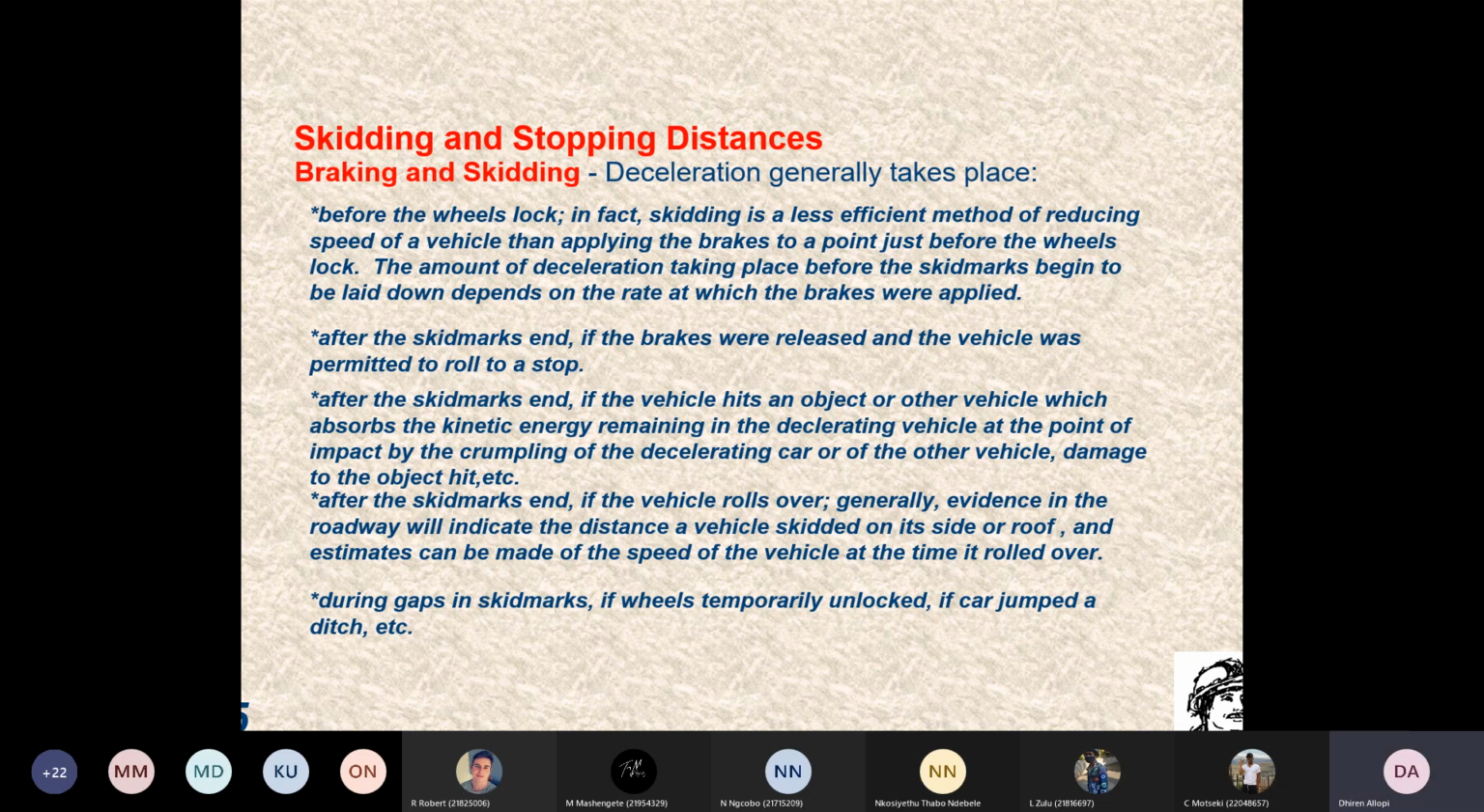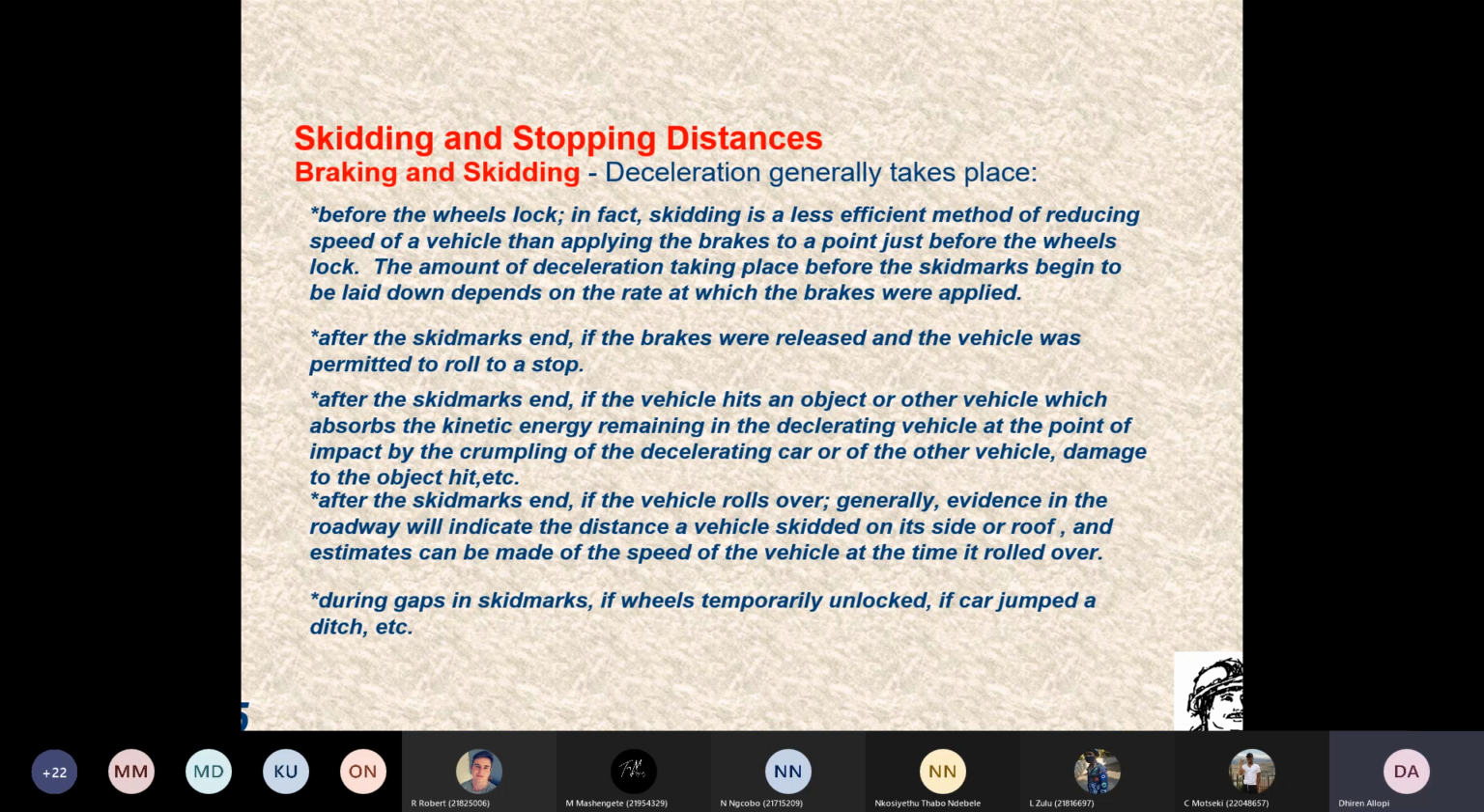skidding and stopping distances. So here we've incorporated the aspect of skidding now, skid factors that we're now looking at. You can see there's a few points mentioned here in terms of deceleration. Deceleration, reducing of speed, will generally take place under various conditions. It could take place before your wheels lock. Okay. It could take place after the skid mark ends. And that also determines if the brakes were released and the vehicle was allowed to stop or roll.